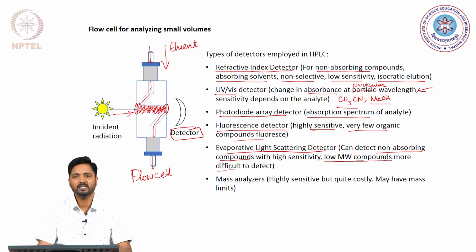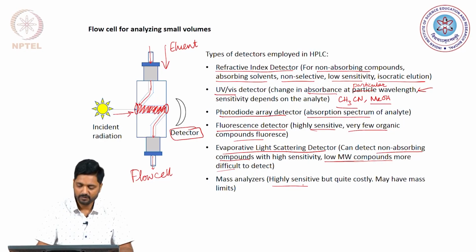Now, the final detector that is routinely used is the various mass analyzers which detect the mass of the analyte that is coming out of the chromatography column, and these detectors of course again have very high sensitivity, so that they can detect in picogram levels, but are quite costly and may have mass limits, or they can detect only up to a certain mass of the analyte that is coming out.